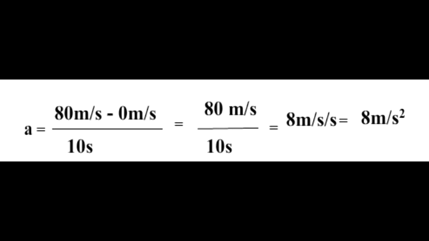To support this, we're going to use an example. So, let's say a car is going at 80 meters per second and stops to 0 meters per second within a span of 10 seconds. To calculate acceleration, we take the change in velocity, which is 80, and divide it by 10 seconds. As a result, we will have a total acceleration of 8 meters per second squared.